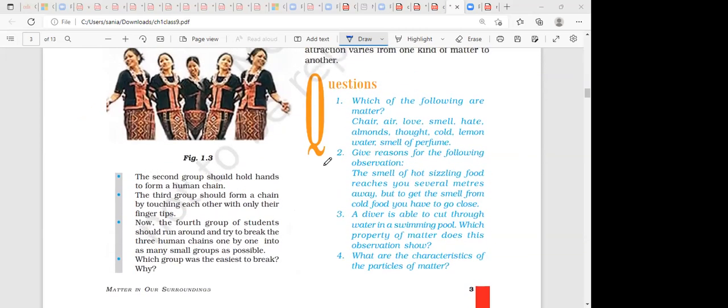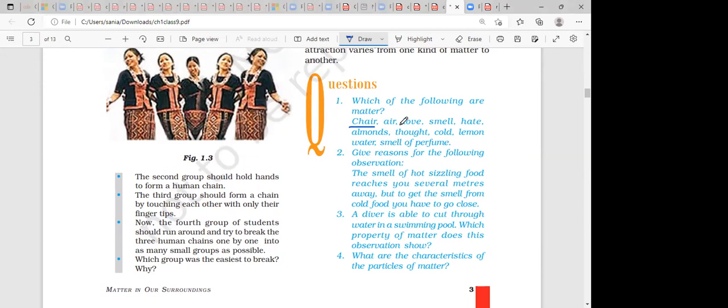So basically now we have a few questions which we'll be solving orally. And in case you feel we need to discuss more things, then we'll discuss on that. So, which of the following are matter? This is the very first question and you already know, right? So who's going to tell me? Chair, air, almonds.